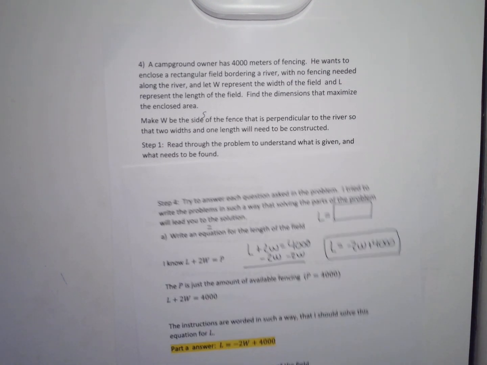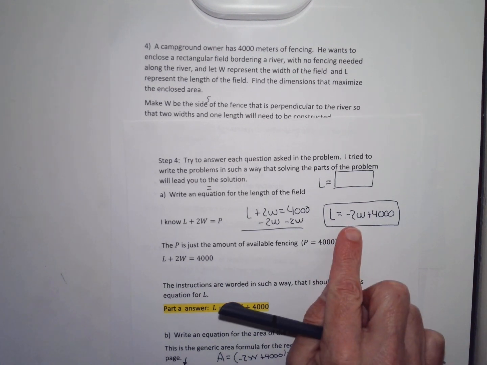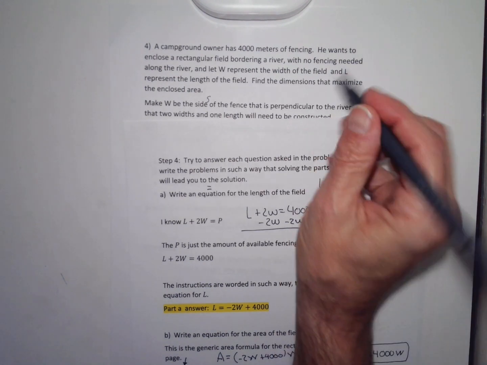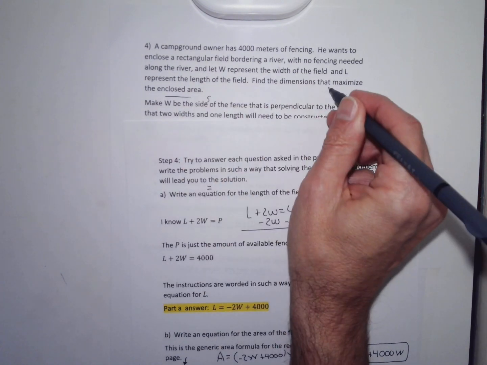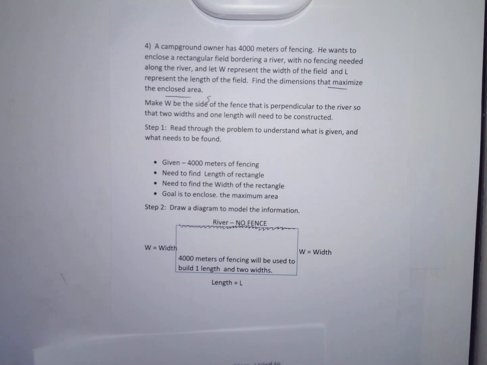So we went through question A, created my equation for the length of the field. Question B, created the equation for the area. My goal is to maximize the area. So since my goal is to maximize the area, I want to find the absolute maximum for the area equation. And we learned how to find absolute maximums in section 4.1. That's what we're about to do here.